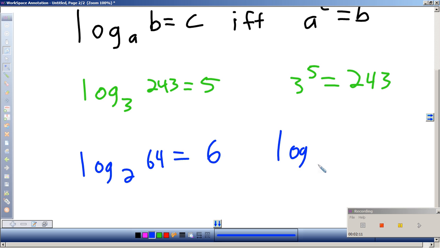Or say log base 4 of, let's say, 1 over 256. So we're saying 4 to what power is 256? And that's 4. However, because it's 1 over 256, we get a negative number. Okay, you with me?